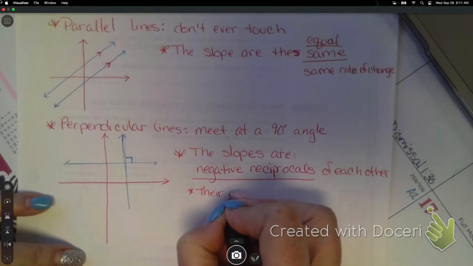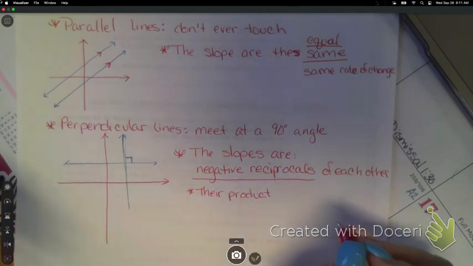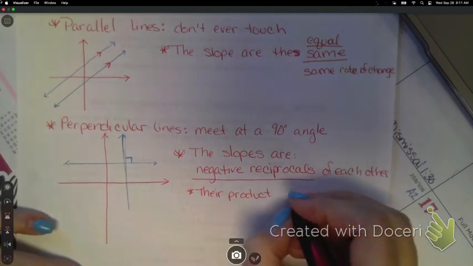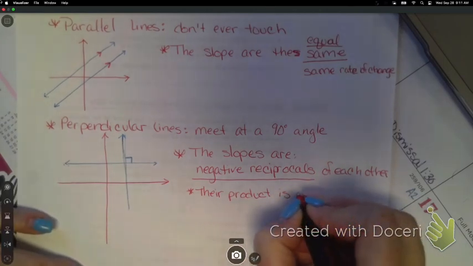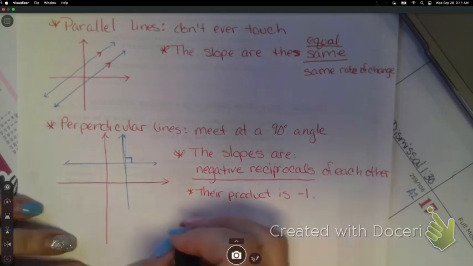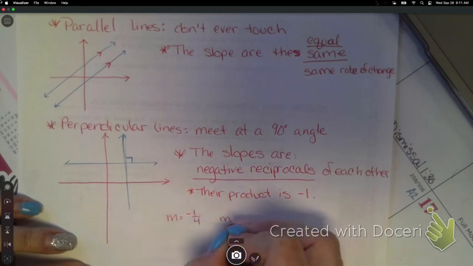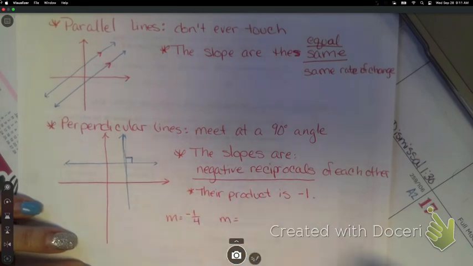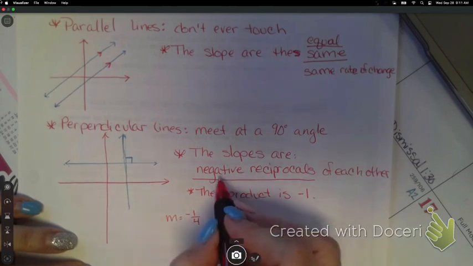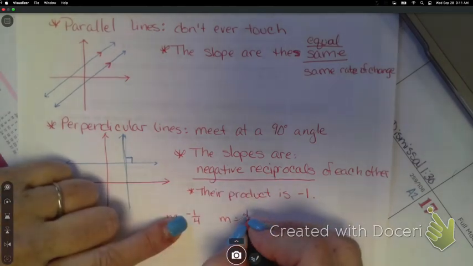their product, what does product mean? The answer of what kind of problem? Multiplication. Their product is -1. So one slope is negative 1/4. The other slope is what? 4. It has to be the negative reciprocal. So that means 4 over 1.